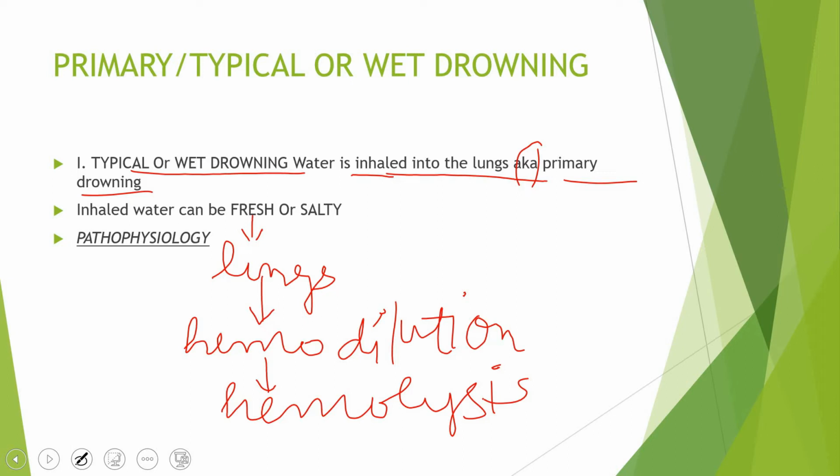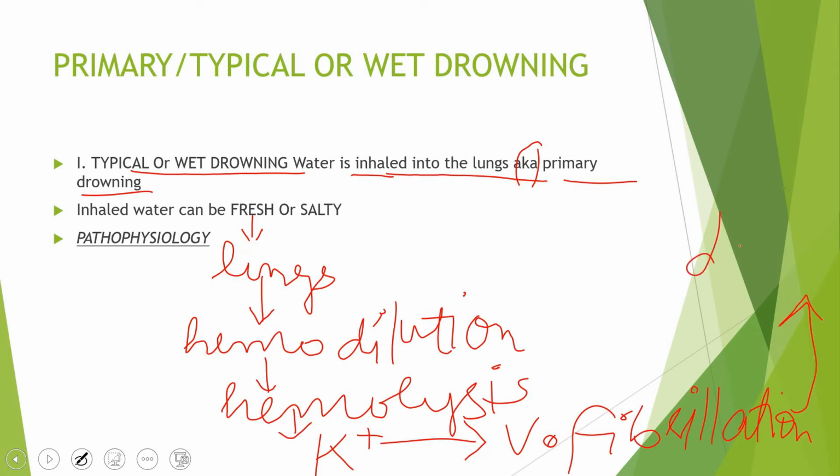What is the main electrolyte present inside the cells? Cells are bags of potassium. You can say the maximum concentration of any ion in any cell of the body is potassium. So once the cell gets ruptured due to entering of massive amounts of water, potassium gets released in the body fluids, and potassium is a cardiac toxin. This potassium will cause ventricular fibrillation, and this excessive ventricular fibrillation will result in the death of the person. So this is the pathophysiology when the person drowns in fresh water.